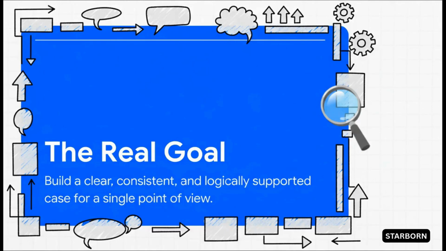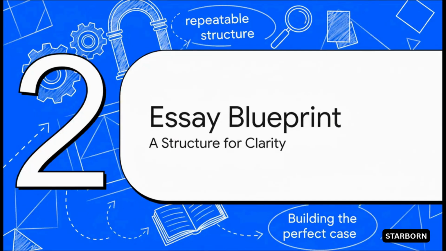So this really gets to the heart of it. The real goal is to act less like a fighter and more like an architect. Your job is to build a solid case, a structure that is clear, consistent, and logically supported. All you're trying to prove is one simple thing, that you can communicate your ideas effectively in English. That's it. Okay, so how do we build that perfect case? Well, you need a blueprint. And that's exactly what we're going to look at now.